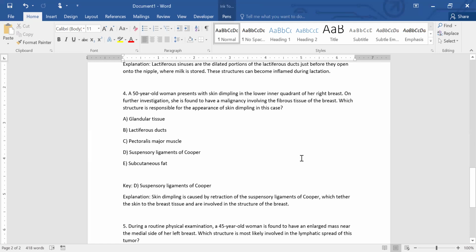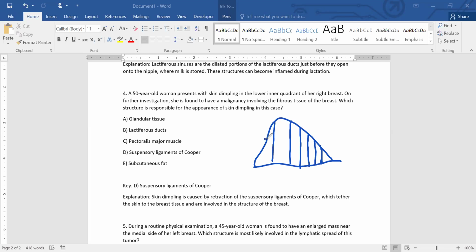Now, you know that the suspensory ligament of Cooper attaches the breast dermis to the underlying fascia. So these ligaments maintain the shape of the breast. So these structures, when they are involved in the carcinoma, they cause dimpling in the skin because they retract the skin.